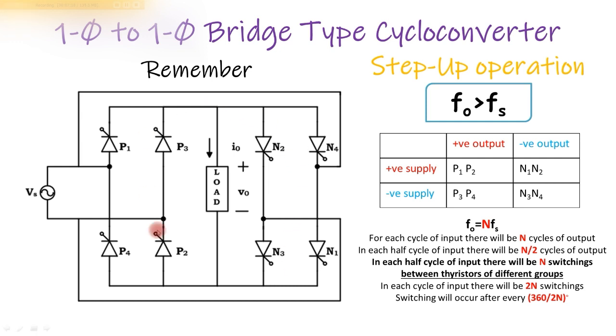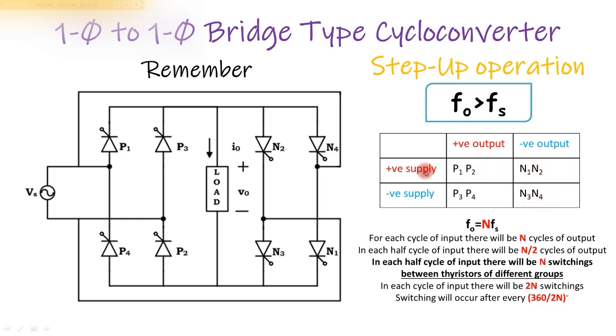So this is the circuit. There are 2 groups of thyristors, P and N. For step-up operation, output frequency must be greater than supply frequency, and to obtain positive output, P group are activated. For negative output, N group thyristors are activated.